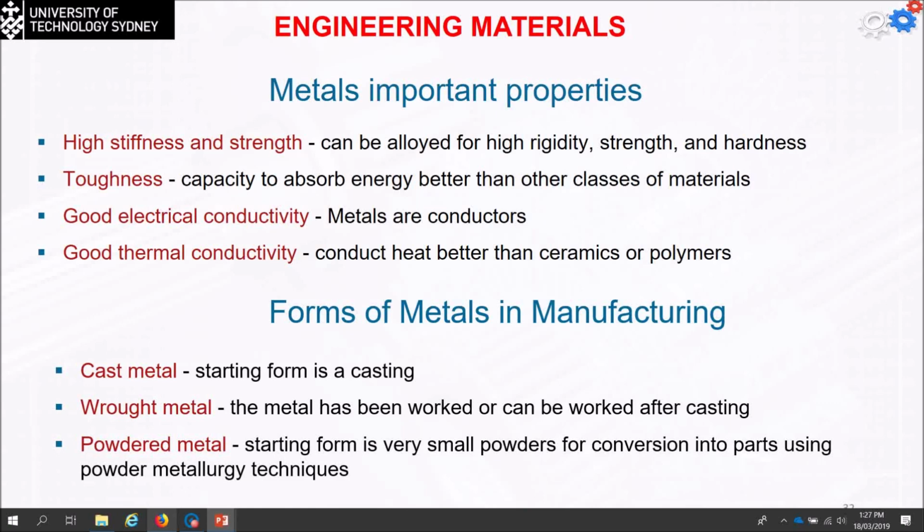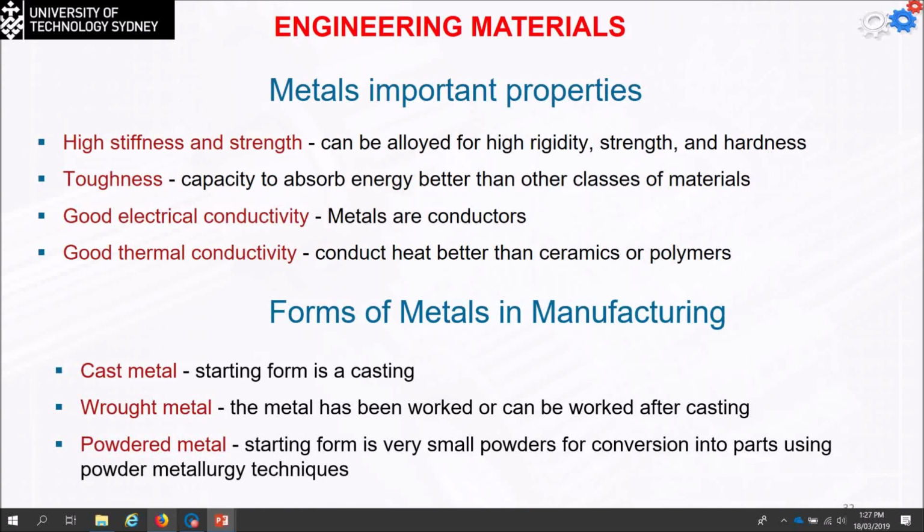The powdered metals have a starting form of very small powder for conversion into parts using powder metallurgy techniques. Now, how do we make the powder for powder metallurgy? Simply, I can make any alloy or melt any pure metal and spray it with air, and it's going to separate into small particles. Further, I can do grinding to make the metals into powder form. I can do the blending and mixing to get the final mixture I would like to compress in the powder metallurgy process.